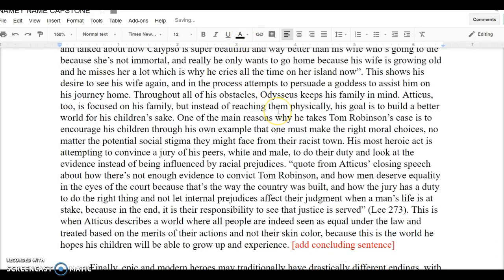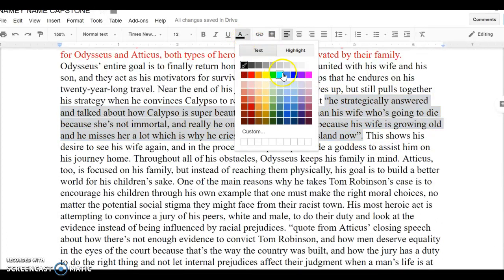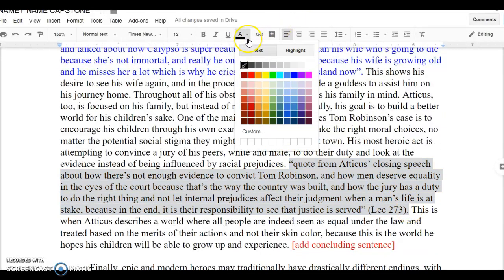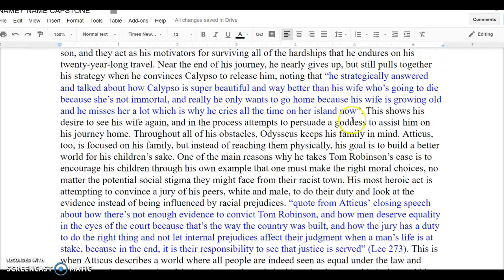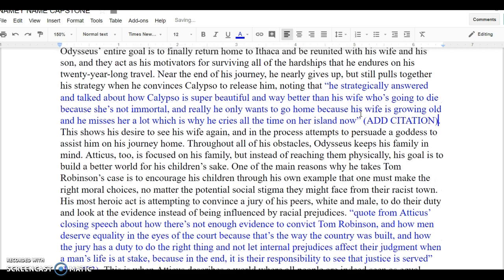All right, and then if I go through and find my bits that are quotes, here's one. And then here's my other one. Okay, so the first thing I notice is that I don't have a citation here. There's one here, there's a Lee one, but there's not a Homer one. So I put add citation, so that way I know to do that later.